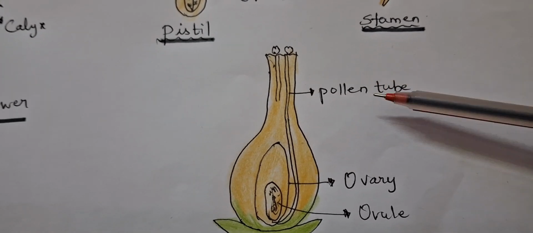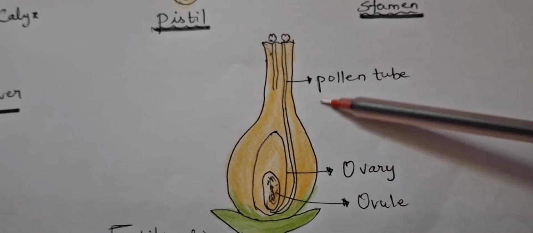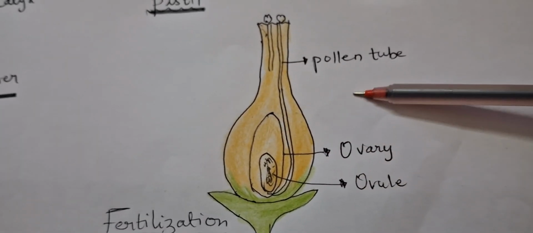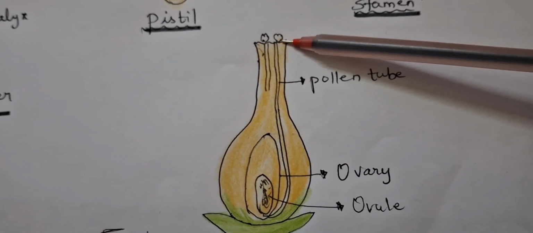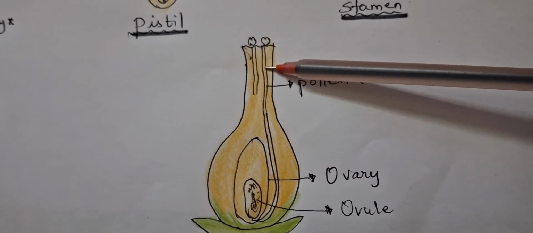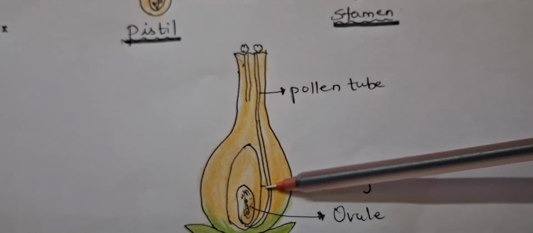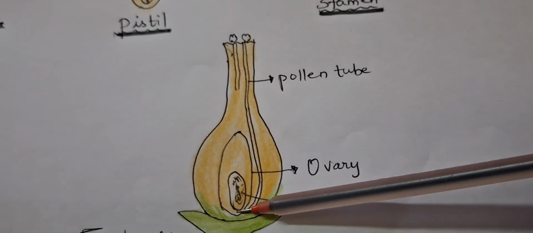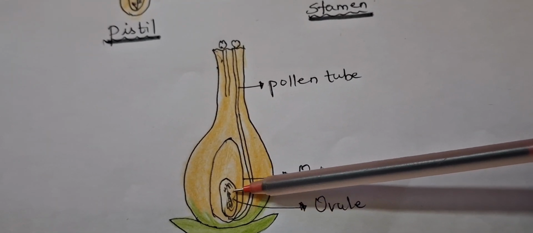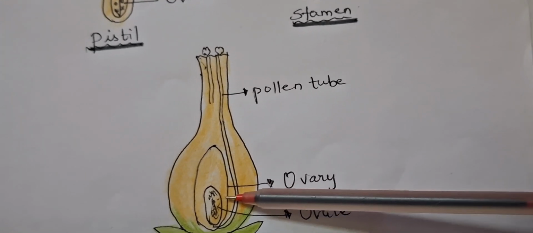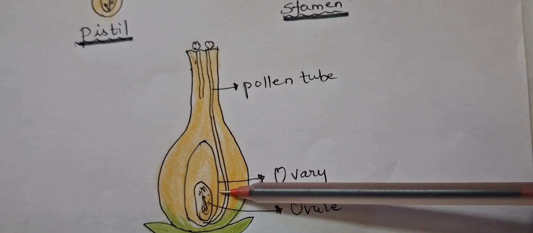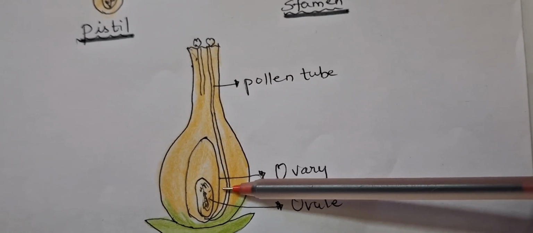The next is the structure of the ovary. It is enlarged and shown here. So once the pollen grains reach the stigma, what happens? A pollen tube is formed, and finally through this it reaches the bottom of the ovary, and here fertilization takes place. Fertilization is the fusion of male and female gametes.